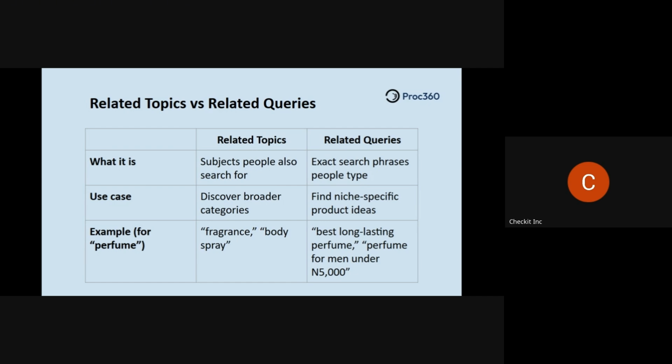So for example, when I put perfume on the related topics, it can come out as fragrance, body spray. All right, just to make it, oh, this is broad, this is a wide range of perfume search I'm looking for. So you can click on the fragrance to check what kind of fragrance people are using now, what kind of fragrance people want to buy at the moment. Then for related queries, the example that Google Trends can bring, when you put in perfume, it could say, oh, best long lasting perfume for men under 5,000 naira, or maybe CDs, right? Depending on what you want to do.